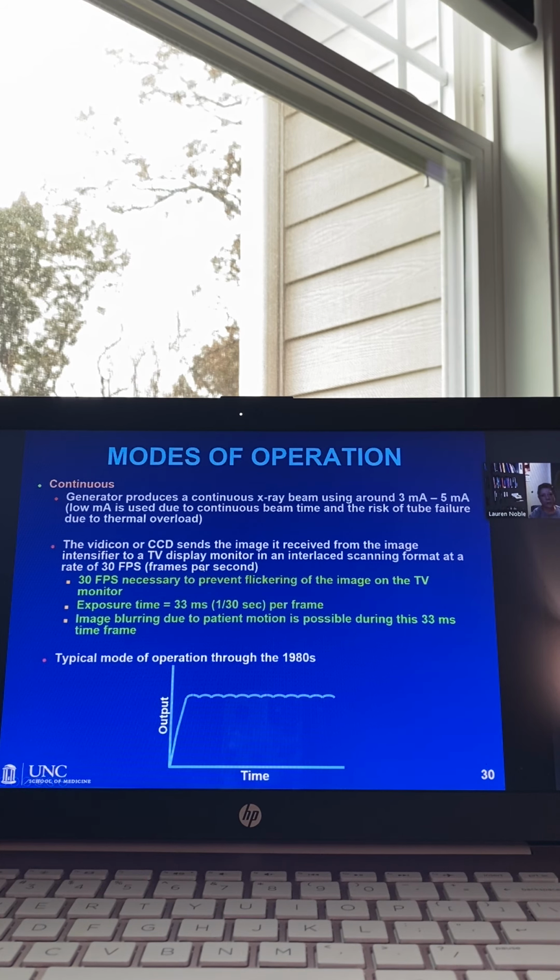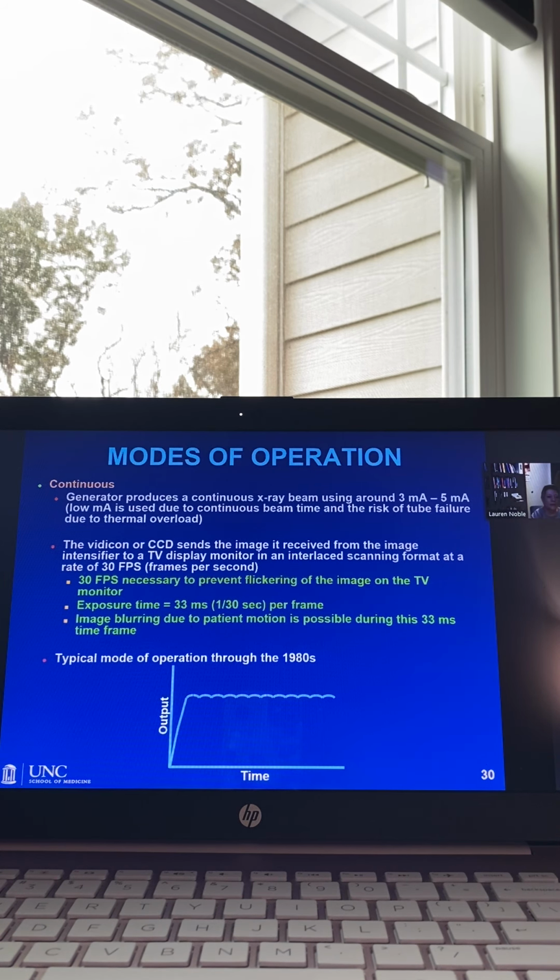So the rate at which these electrons are sent to the TV monitor is 30 frames per second. We'll get to this, okay? 30 frames per second is necessary to prevent the image from flickering on the monitor. When the image is displayed, if it flickers, that would be very annoying for the radiologist to look at. You know, when you look at your TV or your computer, the image isn't flickering. It would be annoying if the image would flicker.